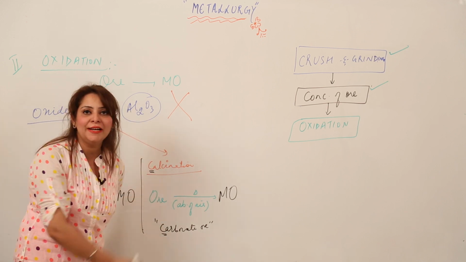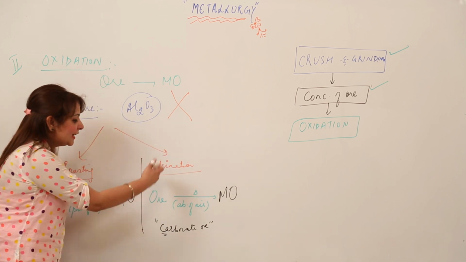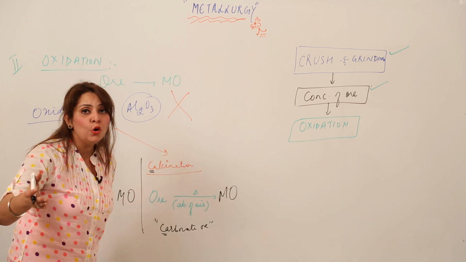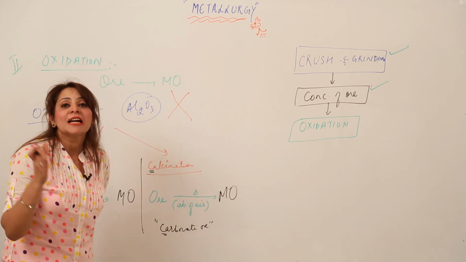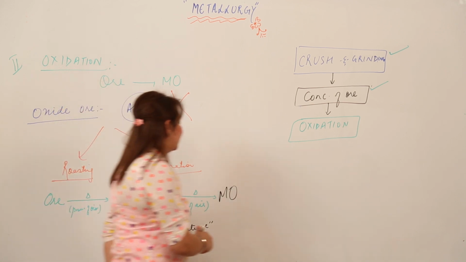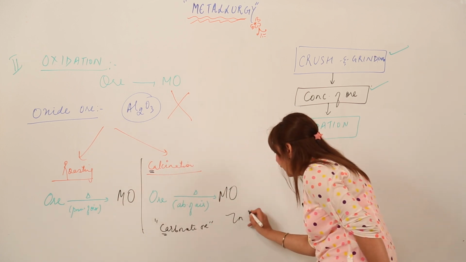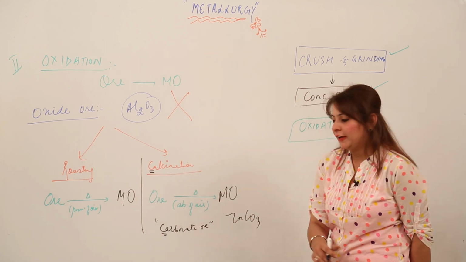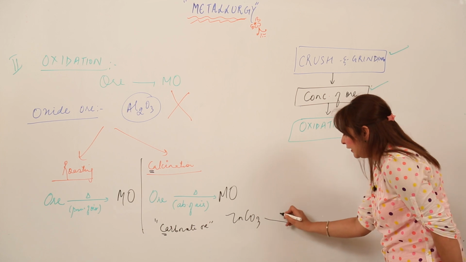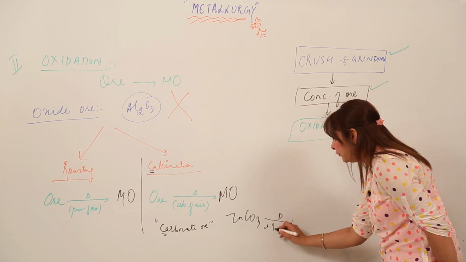You can just correlate them, right? So that means calcination is done for which kind of ores? Obviously it is done for the carbonate ores. Let me state an example. Suppose I have a calamine ore, which is a zinc ore, right? So what I'm doing is heating it in the absence of air.